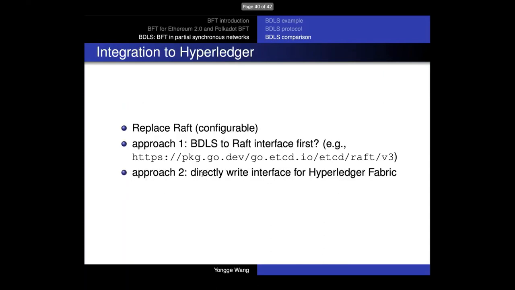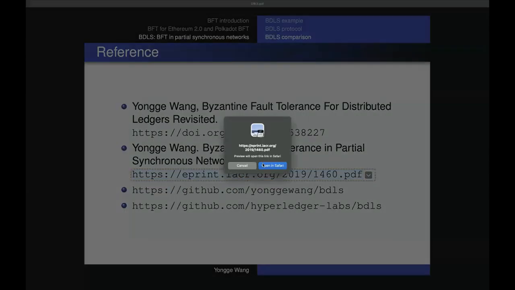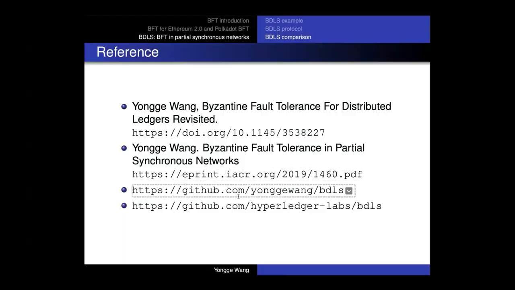We are looking for volunteers who can contribute in any way. Any contribution is strongly welcome, so we can work on this as soon as possible. If you want the references, I have all of them available from the papers. I think we have shared the links with you. This is the 2019 early version, and then the GitHub implementation is there. So that's my discussion here.